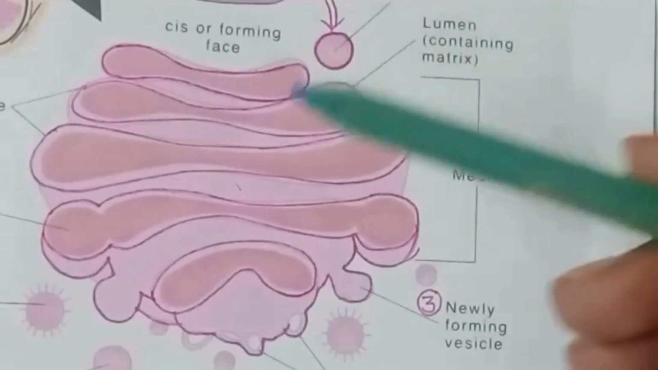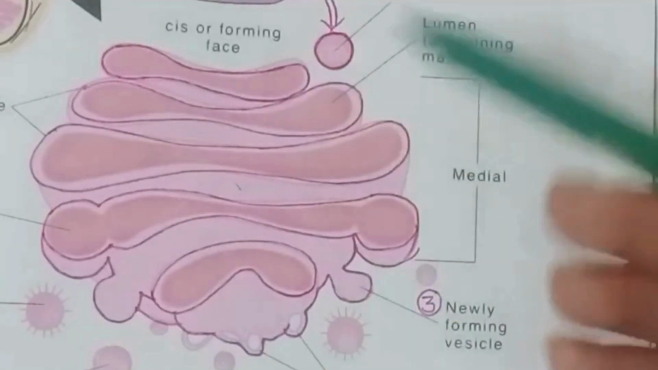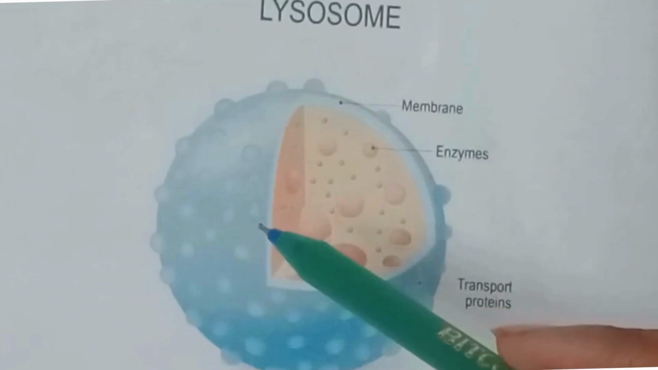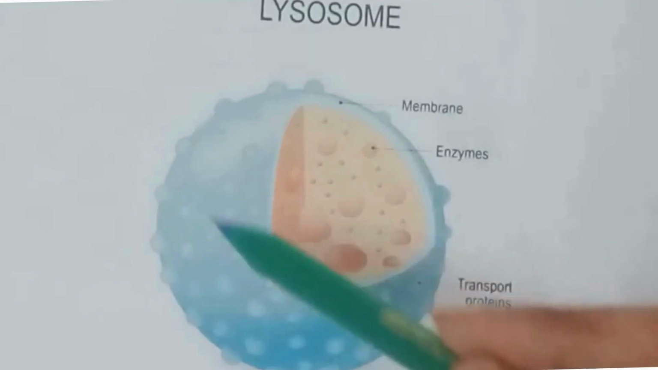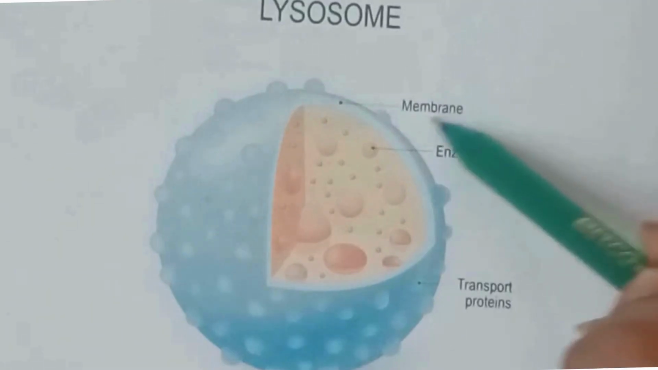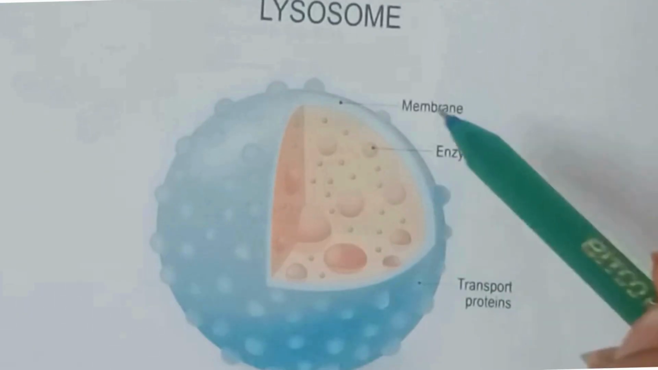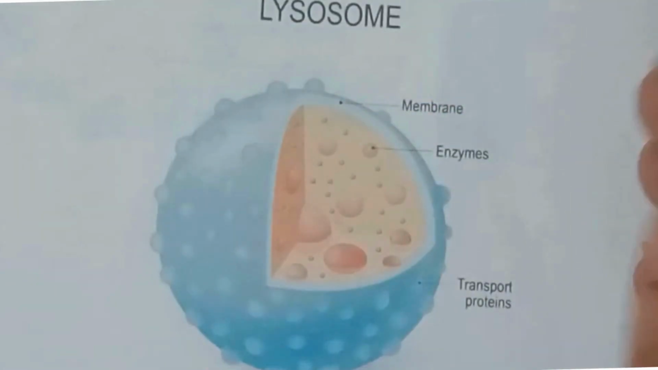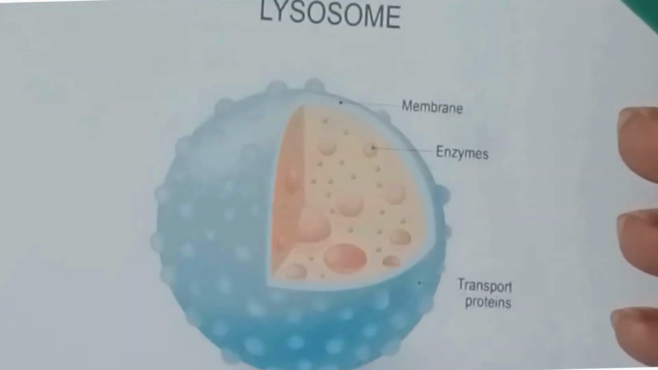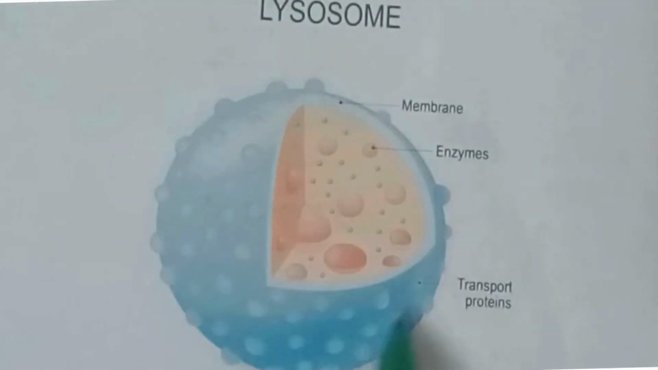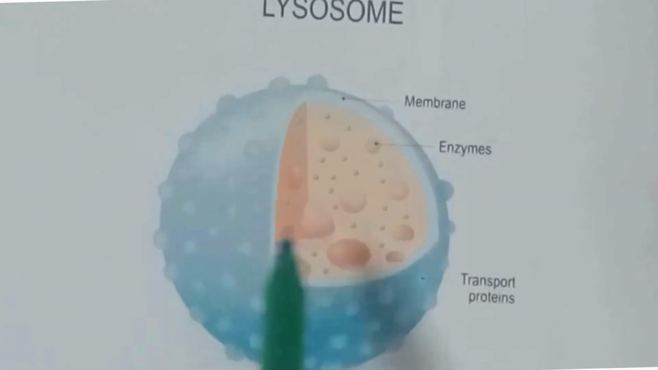Let's discuss the structure of lysosome in detail. These are tiny spherical sac-like membrane-bound vesicular structures which are formed by packing in the Golgi apparatus. These are rich in hydrolytic enzymes like hydrolases, which are lipases, carbohydrases, proteases, and nucleases. These are active at acidic pH and are capable of digesting carbohydrates, proteins, lipids, and nucleic acids. They also contain transport proteins on their surface.